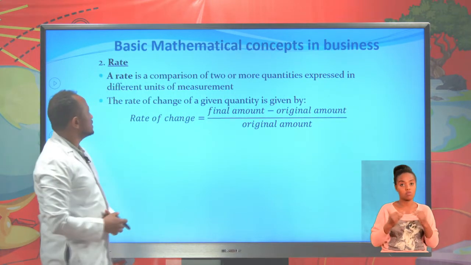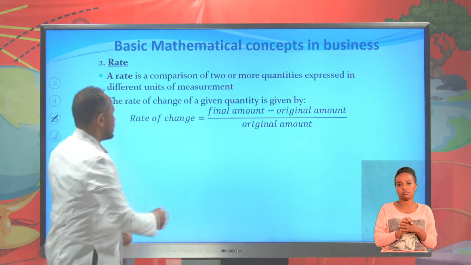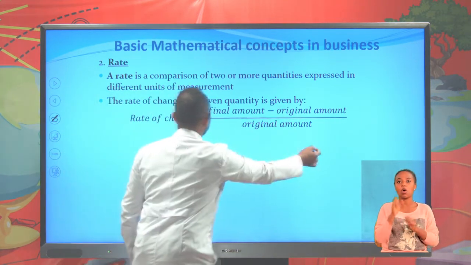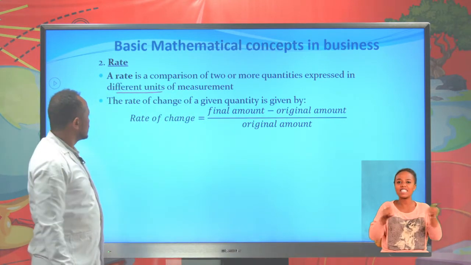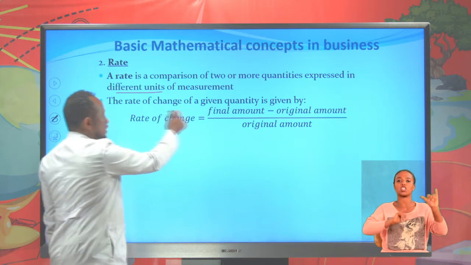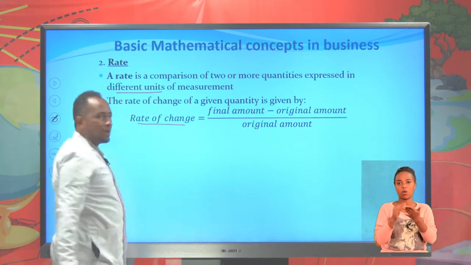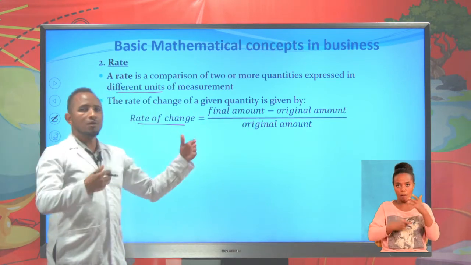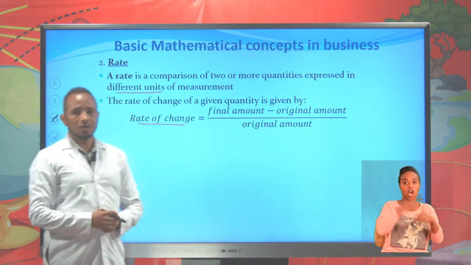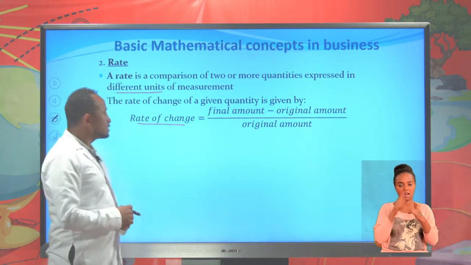Now, the next one is rate. Rate is a comparison of two or more quantities expressed in different units of measurement. And the rate of change of a given quantity is given by the final amount minus the initial or original amount, divided by the original amount. This is the rate of change. So let's see an example for this.